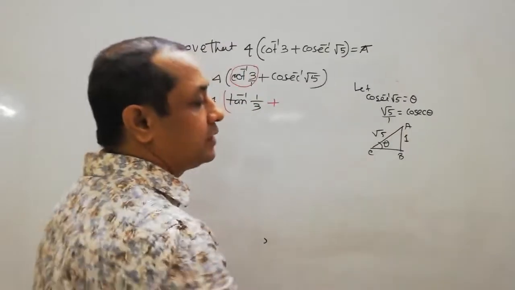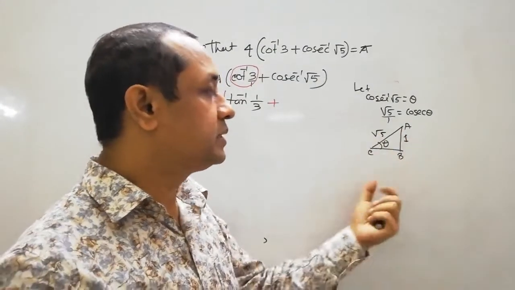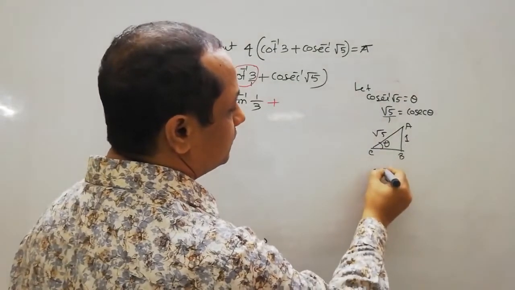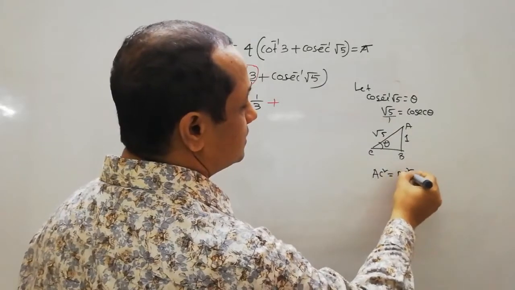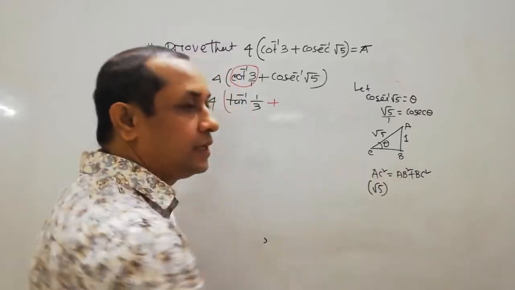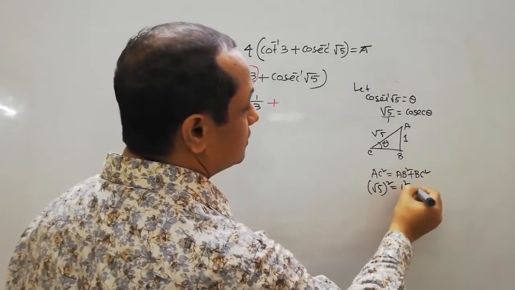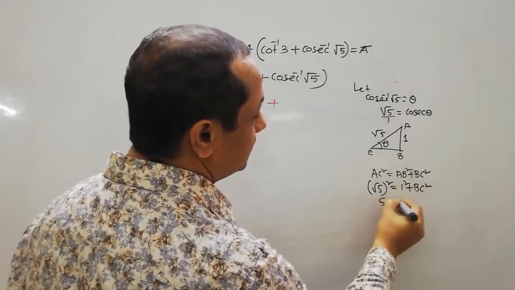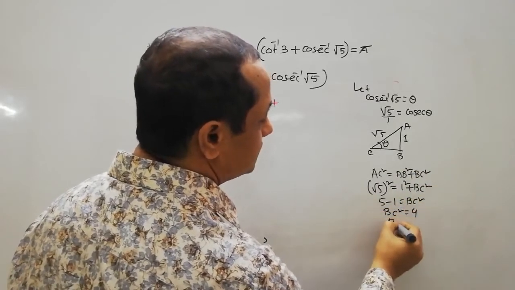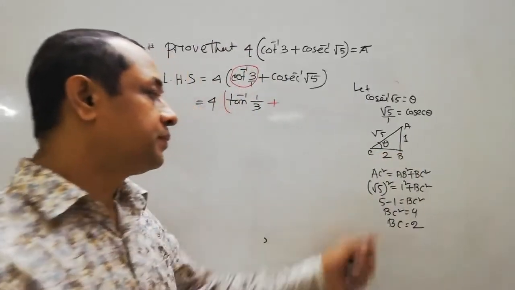Now find the length of BC, the base. So using the Pythagoras theorem, AC square equals AB square plus BC square. Now putting the value of AC as root 5, root 5 whole square equals AB is 1, so 1 plus BC square, or 5 minus 1 equals BC square. So BC square equals 4. Now BC equals 2. So student, here BC equals 2.